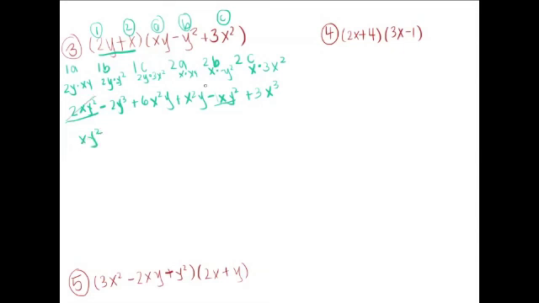So what I would do when I was younger is I would cross them out so I know I took care of them already. Okay, I have a negative 2y to the third. Is there anything that's just negative 2y to the third? No, so I'm just going to rewrite it.